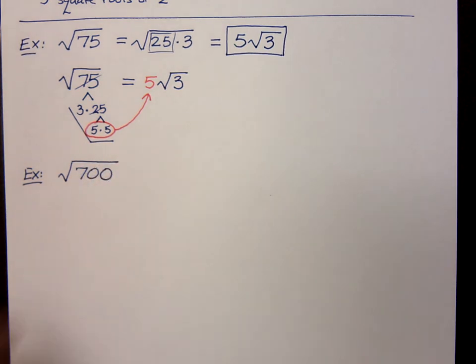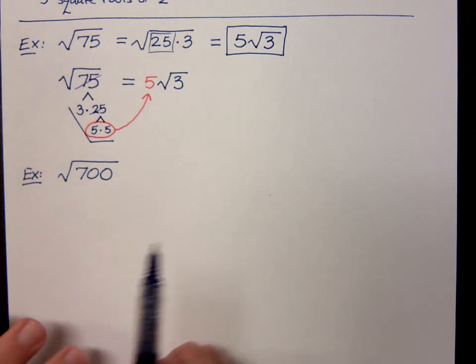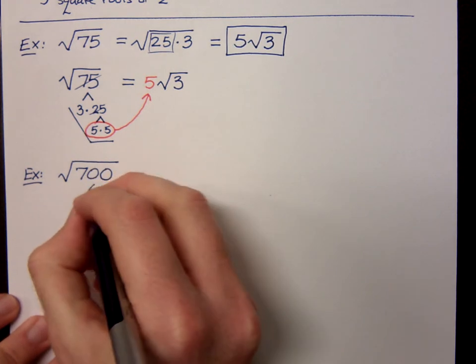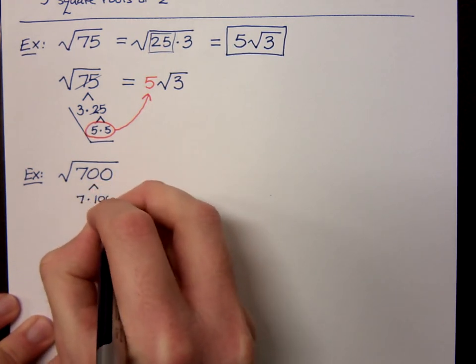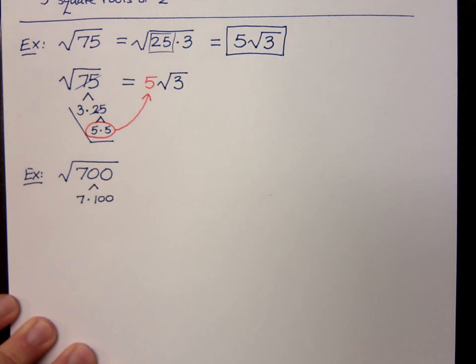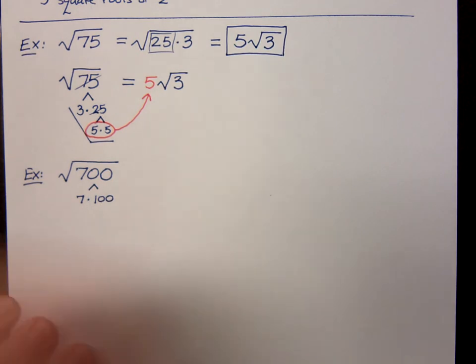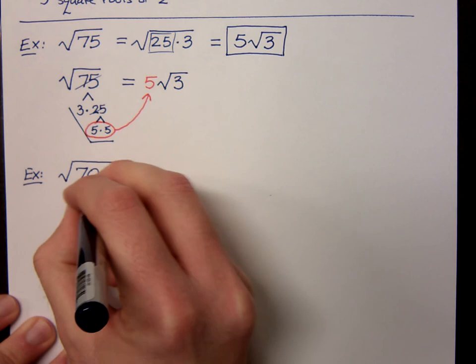Now there's a very easy way to break this down, and it's really easy if you keep your mind on your money and your money on your mind, right? You talk about your bills, you talk about your Benjamins, because what's an easy way to look at 700? It's 7 times 100, right? Now why is that useful for me to write 7 times 100? Because 100 is my perfect square.